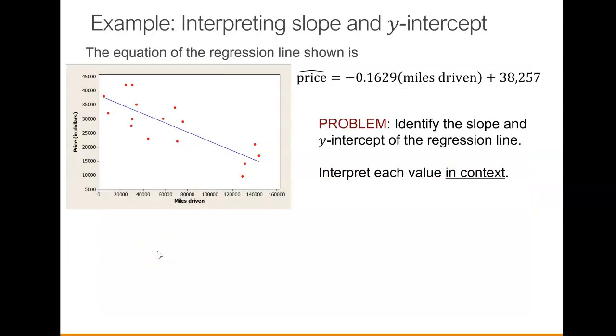All right. So let's take an example here. So I think that this was, what was this data set? This was the value of an F-150 pickup truck dependent on the total miles driven or something. So the problem says identify the slope and y-intercept of the regression line. Well, right? Slope, y-intercept. Interpret the value in context.